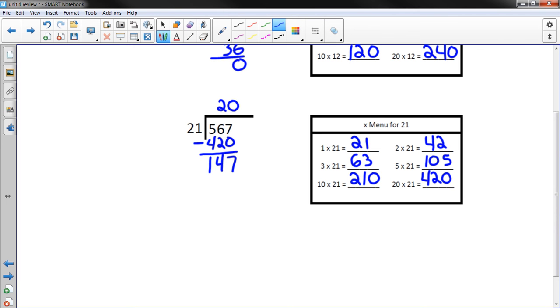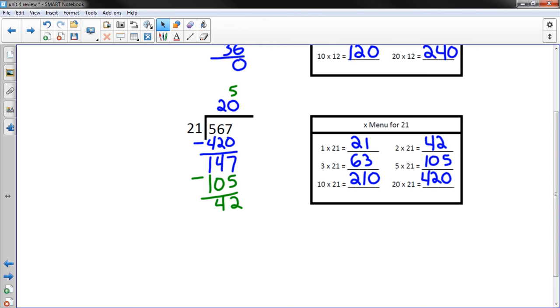I look to the left, and I see that 5 times 21 is a good number to use. So I'm going to put a little 5 up here. Maybe I'll use another color. 5 times 21 is 105. Subtract. 7 minus 5 is 2. 4 minus 0 is 4. 1 minus 1 is 0. Got a little more work to do.